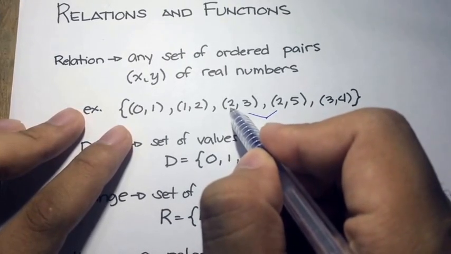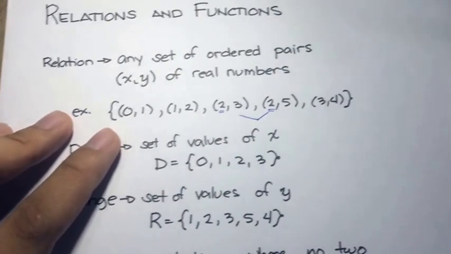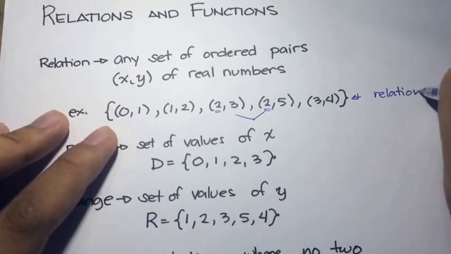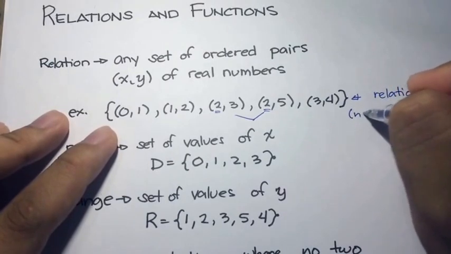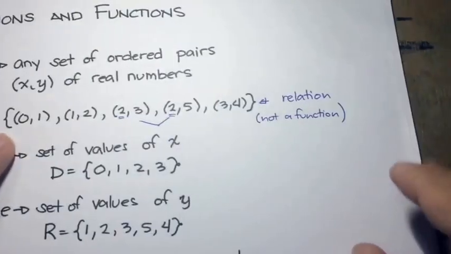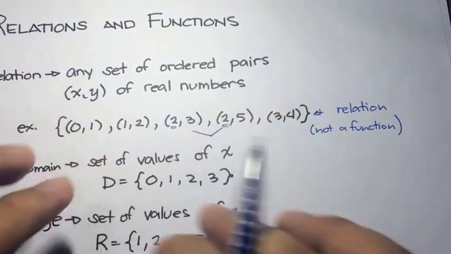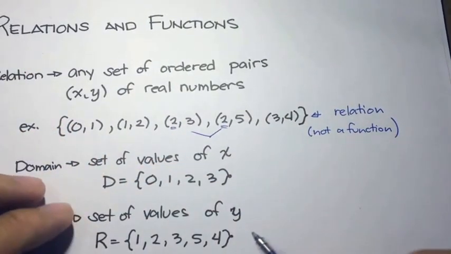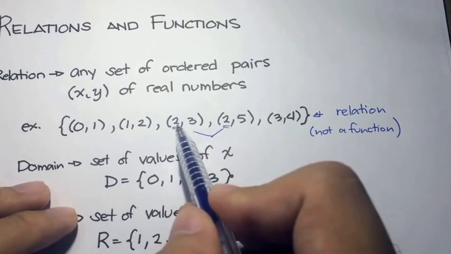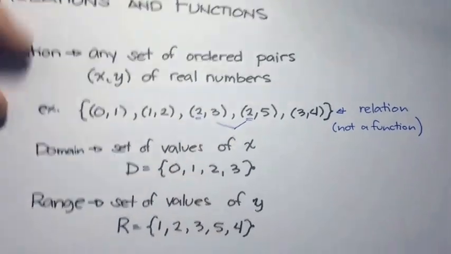That is, they both have first elements equal to 2. So this is merely a relation. This is a relation, and it means it's not a function. Now, if I remove one of those two, such that the first element of the ordered pair, 2, is not repeated, that would be a function. But in this case, it's not.